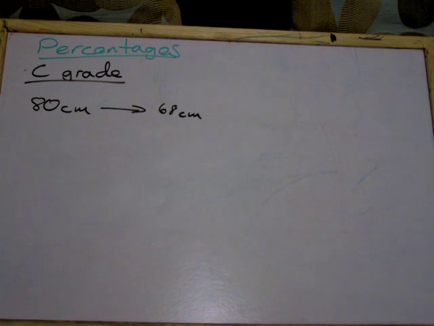Right, okay. Bring it up to C grade now. If you want percentage increase or decrease, it's now finding what the percentage increase or decrease was. So it's a little bit like working backwards from what we did earlier.